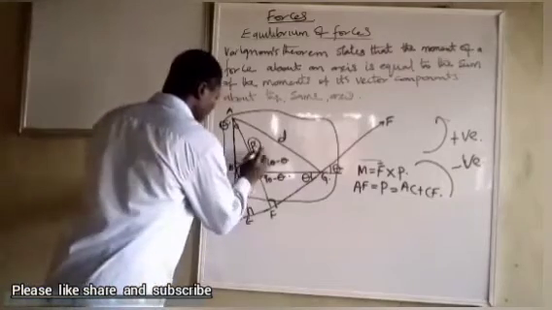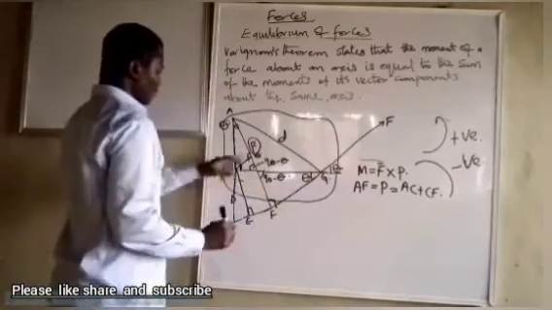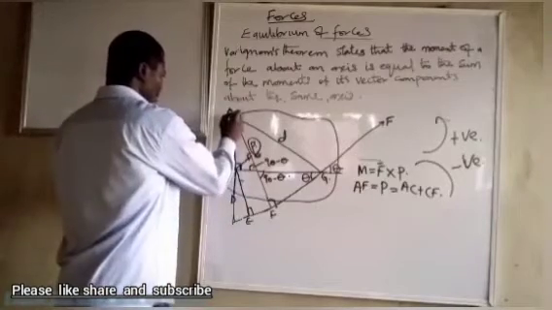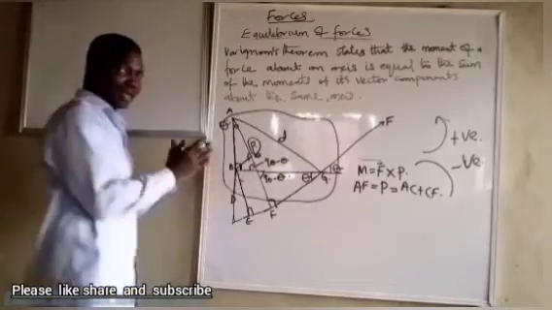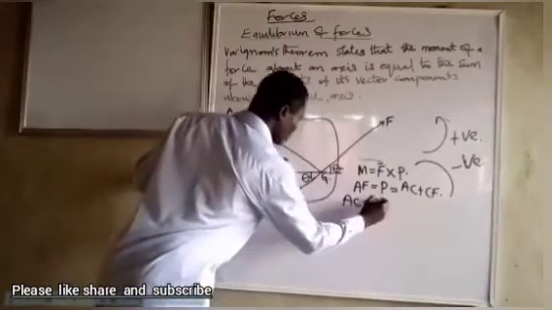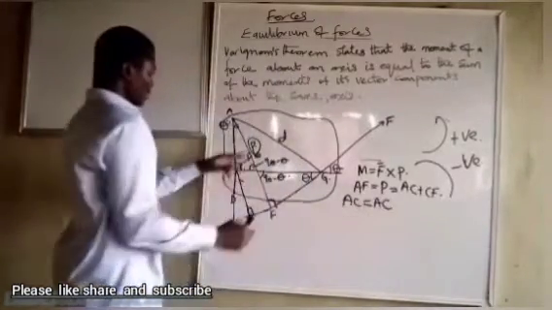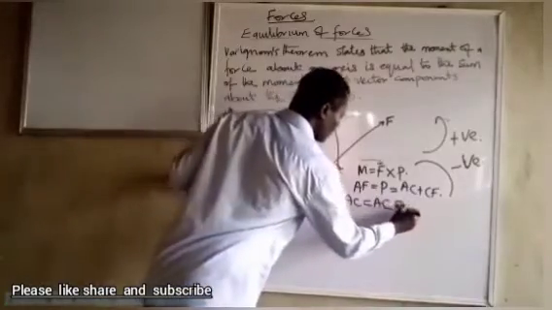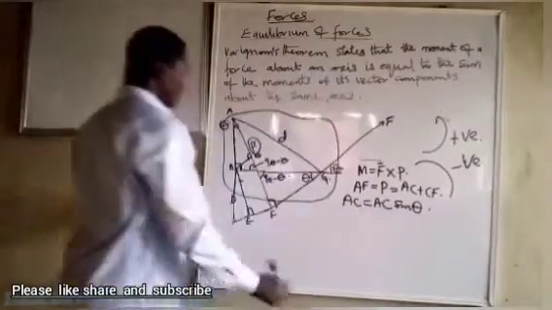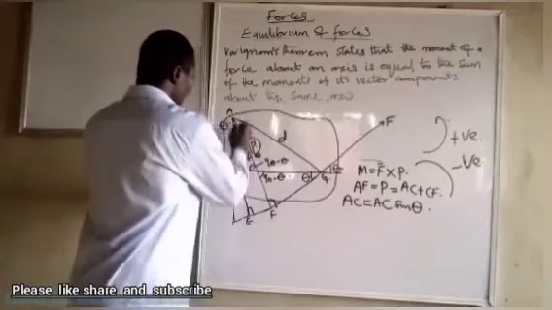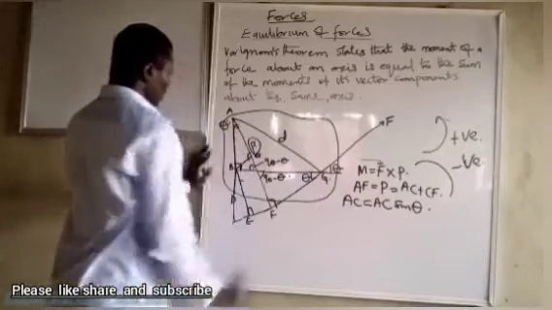Now, you know this is AC. This is perpendicular to this one from here. So AC, AB, and BC, they are right angle triangles. So AC is equal to AB sine theta. We have gotten that one. This place, AB sine theta.